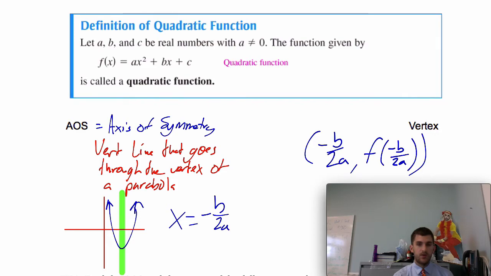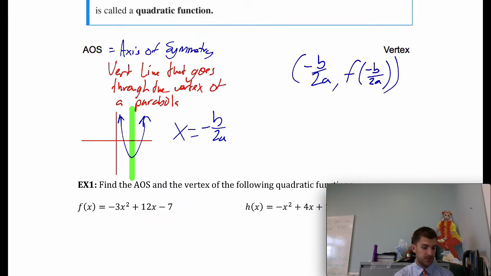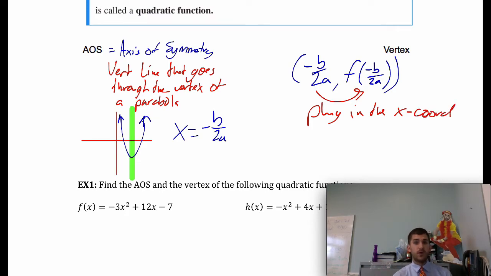Now, that second part looks way more confusing than it really is. What this means is plug in the x coordinate. We already know the x coordinate from the axis of symmetry, so we already have that half done, and then we just have to plug it in. Anytime you need to get an output for a point, you plug in the x value and you get the output. So that's the same for the vertex.